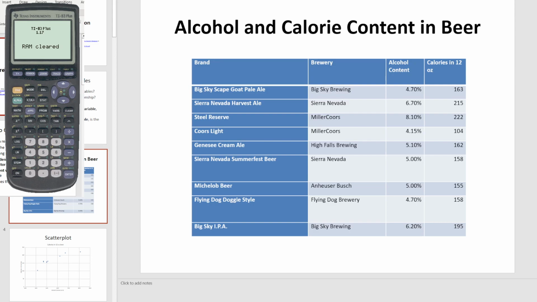So we're just going to go ahead and look at some data. Is there a relationship between the alcohol content and the number of calories in a 12-ounce beer? To determine if there is one, a random sample was taken of a beer's alcohol content and calories, and the data is presented in this table.